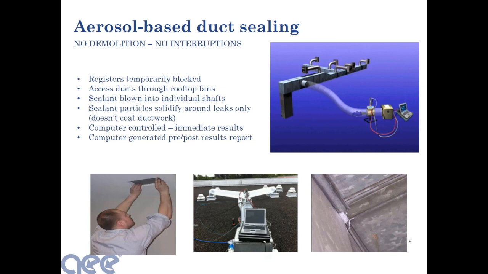Down on the bottom, you can see some pictures. On the right-hand side, you can see a picture of what the sealant actually looks like when it goes into a hole. It just looks like a little white plug. In the center graphic, you can see what the machine actually looks like today.